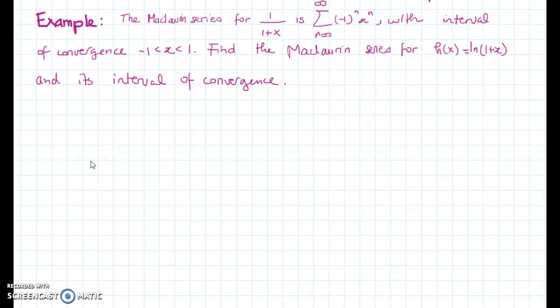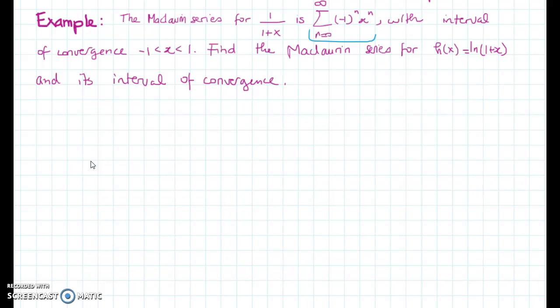Let's solve an example together. It is given that the Maclaurin series for the function 1 divided by 1 plus x is the one I wrote over here, and it has interval of convergence absolute value of x less than 1. We're not proving this here because you are doing it in your assignment. We want to use this to find the Maclaurin series for the function h of x equals logarithm of 1 plus x, and we want to find also the interval of convergence.